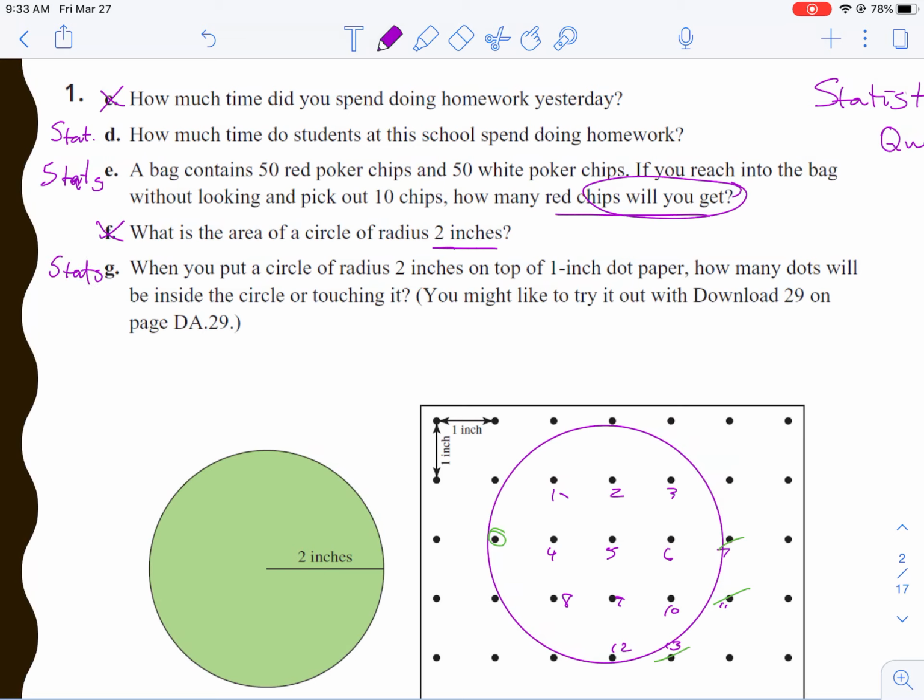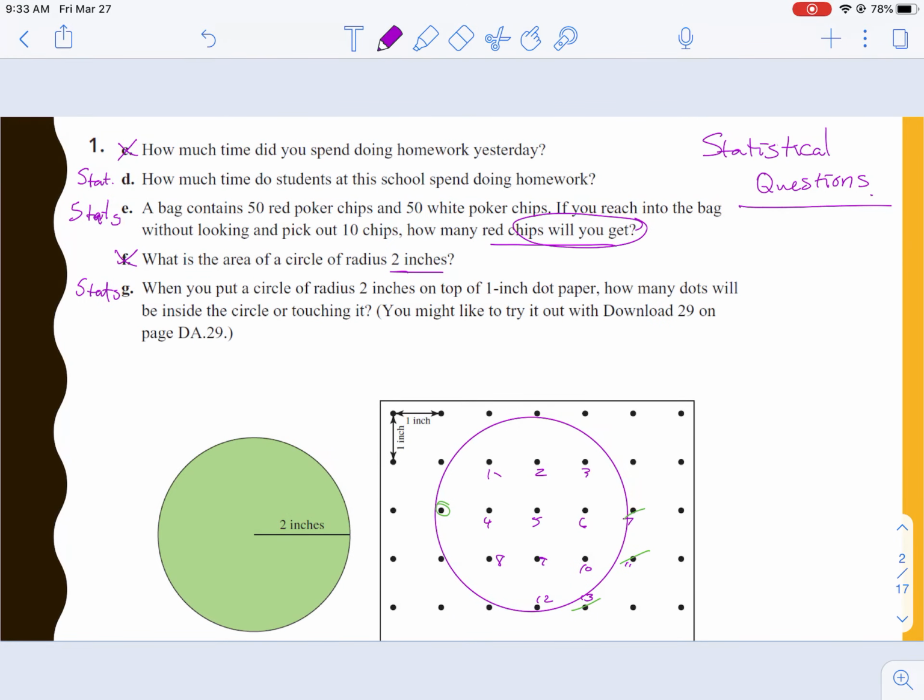So what makes a question statistical and what makes it not statistical? If you pause and think about it, there's really 2 components. If I'm going to answer these questions D, E, and G statistically, it's going to require the use of data. In other words, I'm going to have to gather some data. I'm going to have to ask people how much time they spend on their homework. I'm going to have to actually test this out and collect some chips. In this one, I'm going to have to actually put a circle on here and start counting dots.